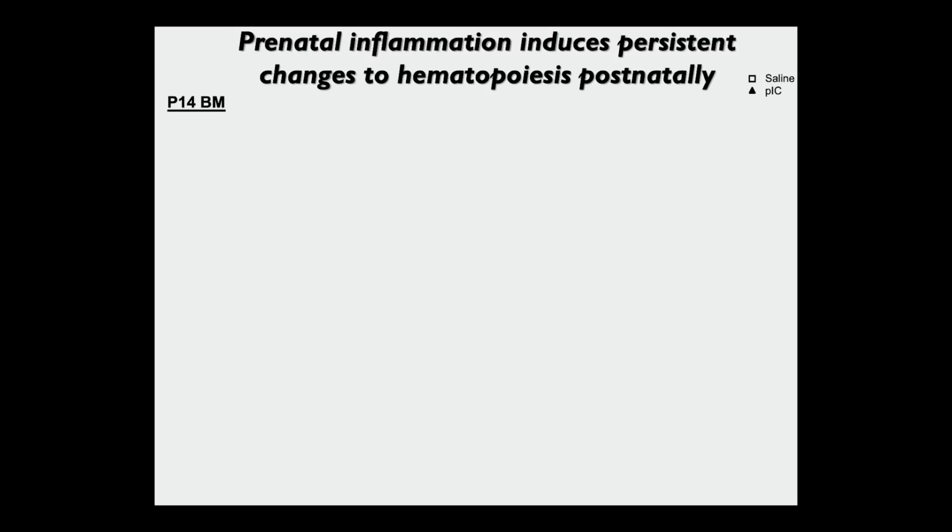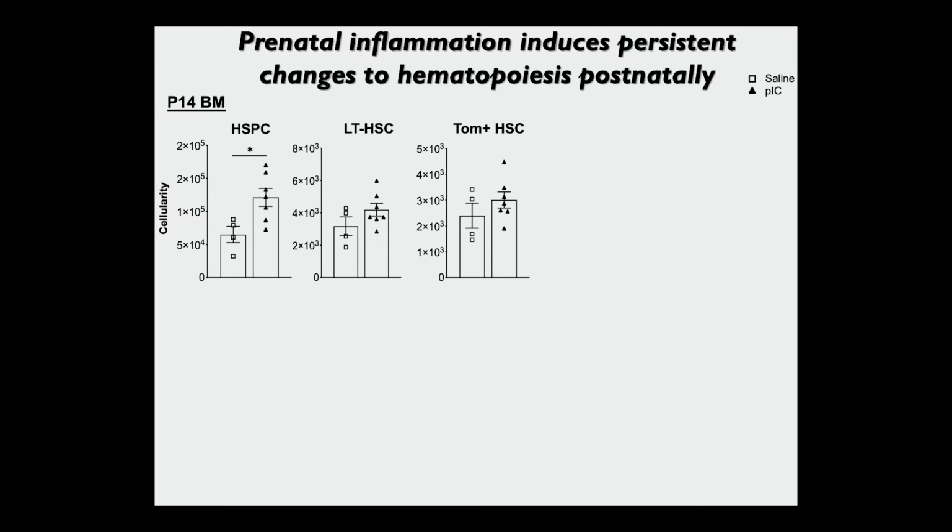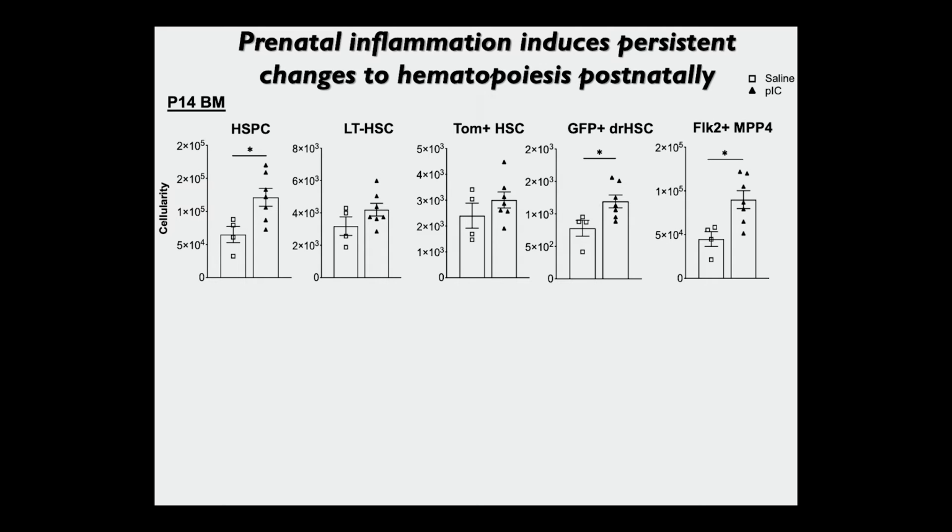What we showed when we looked out into the postnatal period, in postnatal day 14 bone marrow, was that the HSPC compartment overall was still expanded in the bone marrow. These changes were not specific to long-term HSCs or our conventional tomato-positive HSCs, but were specific to our GFP-positive lymphoid-biased DRHSC and also to FLIC2-positive lymphoid-biased MPP4s.